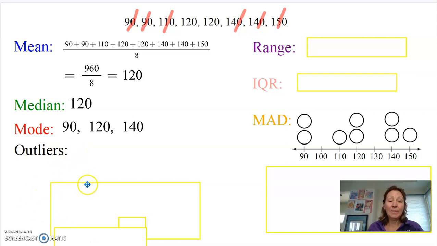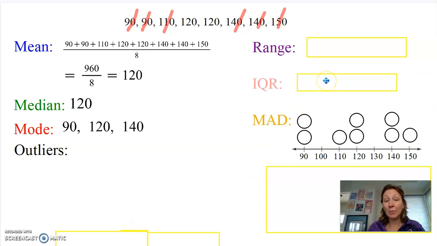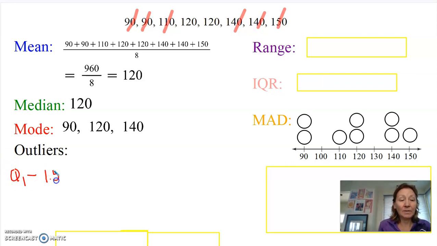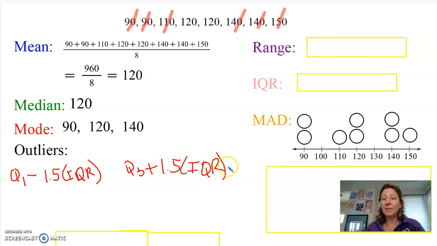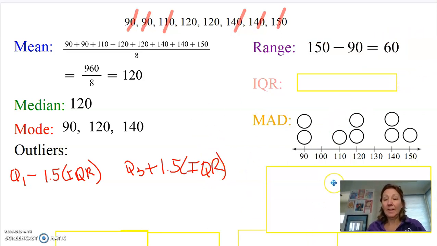And then the outliers, it makes sense to actually address the outliers when we get over to the IQR because you need that number for the formula. So just a reminder, the lower boundary was Q1 minus 1.5 times the IQR, and the upper boundary is going to be Q3 plus 1.5 times the IQR. Range, super easy, the biggest number minus the smallest number. There it is, the IQR.